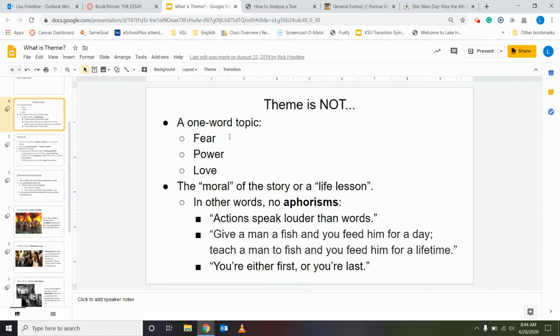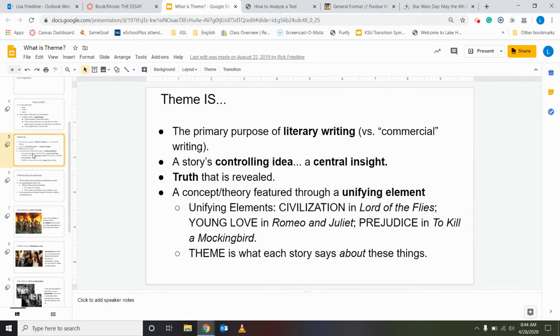But remember, themes are not one word topics. They're not morals. It's not a life lesson. So you need to click a little further in here, into slide 5 and 6, and then into 7, 8, and 9, to give you examples. It is the idea of a controlling idea or central idea, where a truth is revealed. So something like civilization, young love, prejudice, those aren't themes, but those are unifying elements. Those are truthful elements. Those are things we call a universal truth.